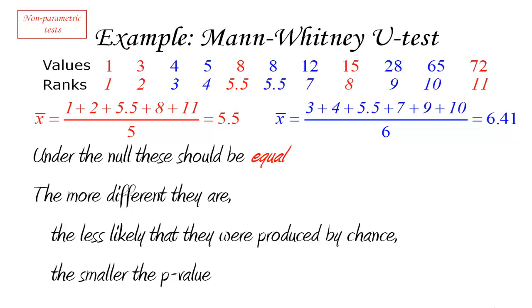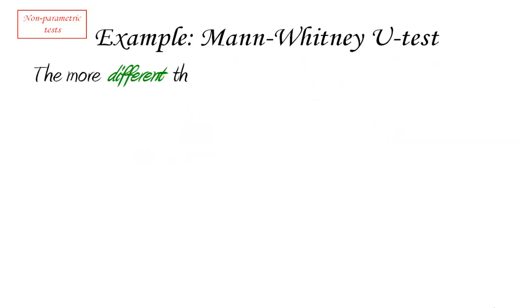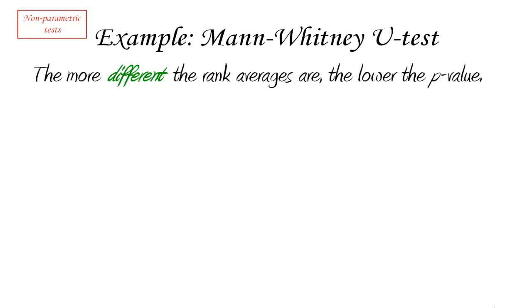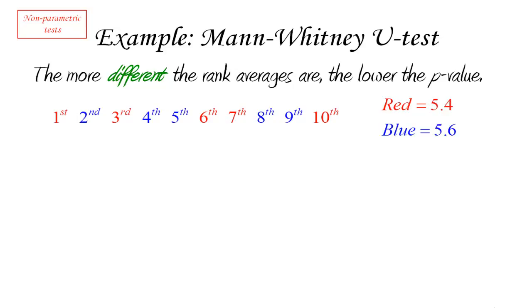Again, let me give you just another illustration about that. So again, this fact that the more different the rank averages are, the lower the p-value. Actually, it should be mean ranks, because we are computing the mean, not just a general average. Okay, so let's say that the ranks fall like this. Again, red and blue denote the two samples, and let's say that the observations from the red came in first, third, sixth, seventh, and 10th, and the other ones were the blue. If you actually compute the mean ranks, for the red it turns out to be 5.4, for the blue 5.6.